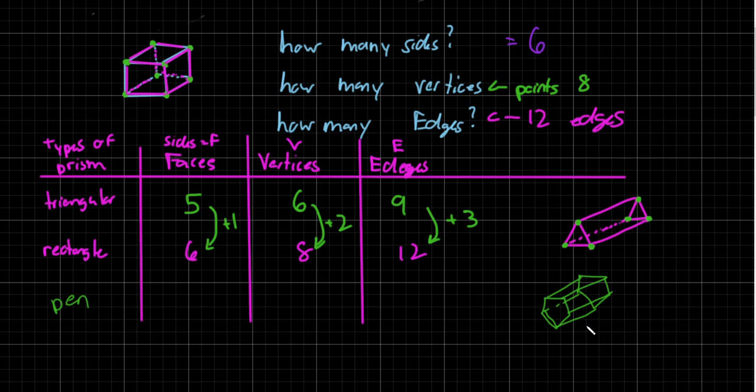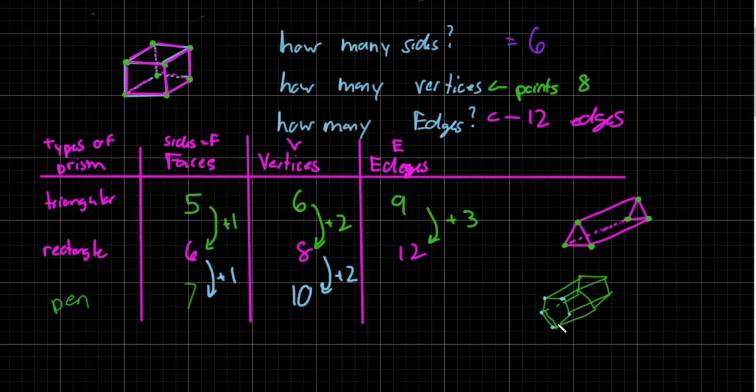How many faces does this guy have? So we got how many on the outside? We have one up top, one over here, 3, 4, 5, 6, 7. So this should be 7. Okay, so we went up by 1. How many vertices does this have? So how many points? 1, 2, 3, 4, 5, 6, 7, 8, 9, 10. Yep. So 10. So we went up by 2.